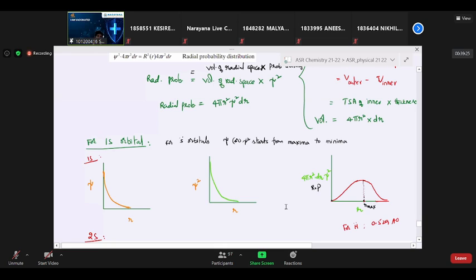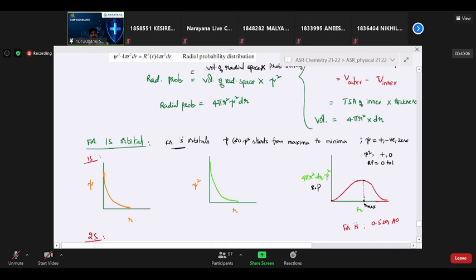So clearly I'm saying that only for s orbitals, psi and psi square start from maxima and approach minima. And one more condition I'm saying: psi may be positive, may be negative, and may be 0 also. But psi square is only positive and 0. Radial probability always lies between 0 and 1. Radial probability is 0 to 1 only. No negative.